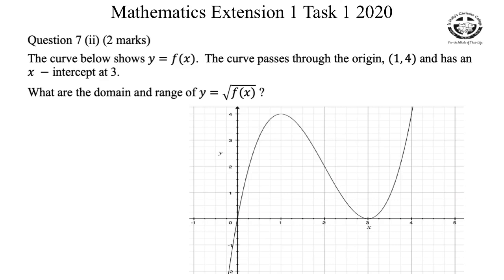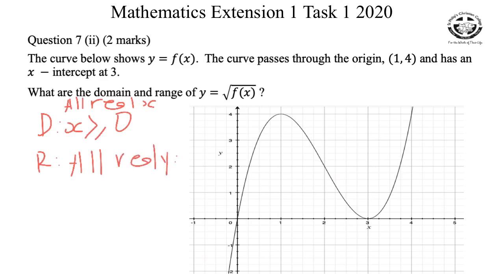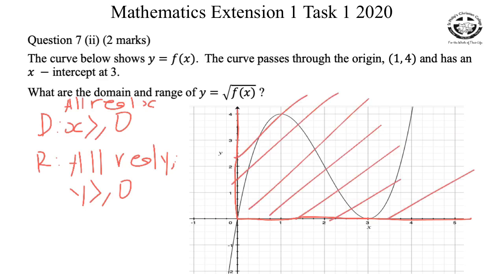Some nice easy marks towards the end of the paper. Our domain is x is greater than or equal to 0, all real x. And our range is all real y, where y is also greater than or equal to 0. Essentially, our curve is existing in this quadrant. Okay, our curve exists in this quadrant here.